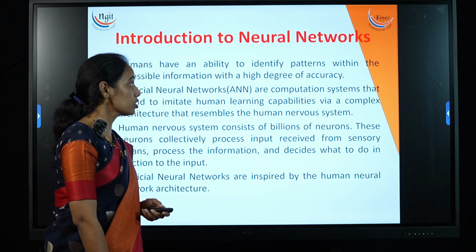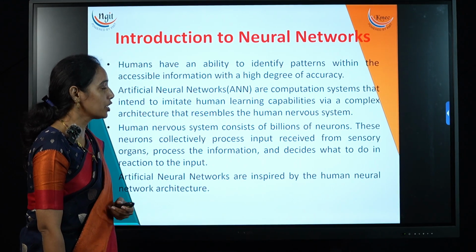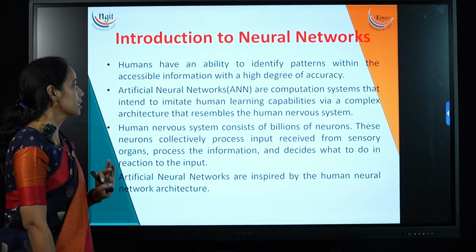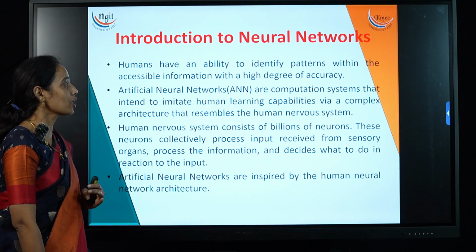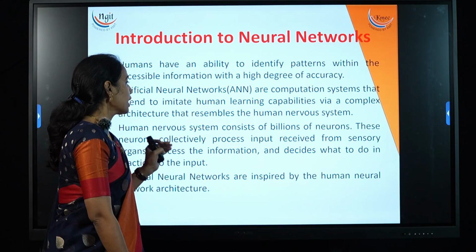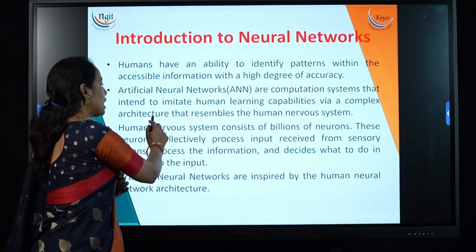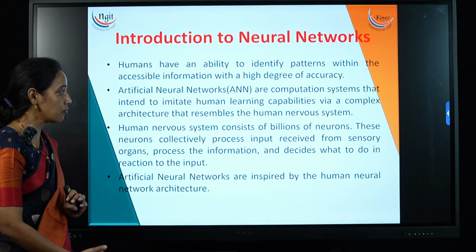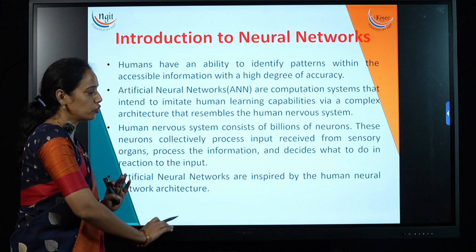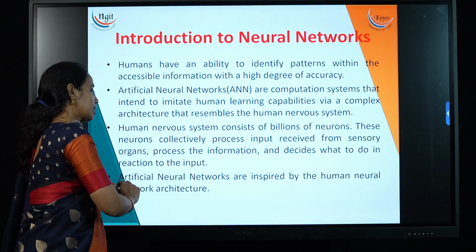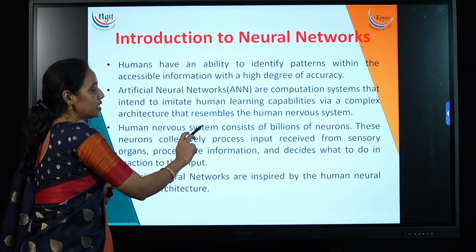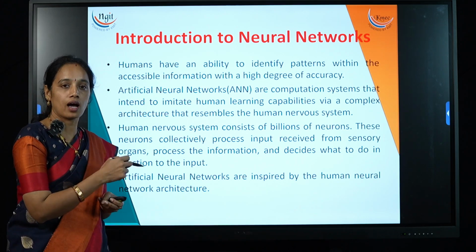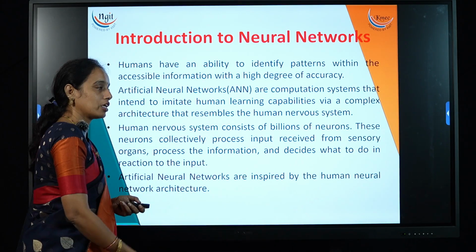And coming to this neural networks, we know that humans have an ability to identify patterns within the accessible information with a high degree of accuracy. Similarly, ANN is also related to that: computation systems that imitate human learning capabilities via a complex architecture that resembles the human nervous system. The human nervous system consists of billions of neurons, and these neurons collectively process the input received from sensory organs, process the information and decide what to do in reaction to the input. Similarly, these artificial neural networks are inspired by the human neural network architecture.